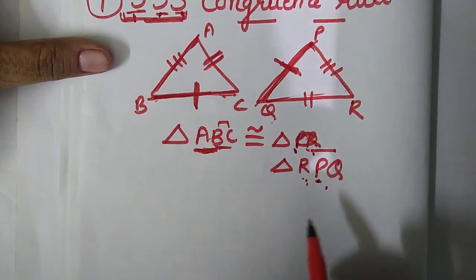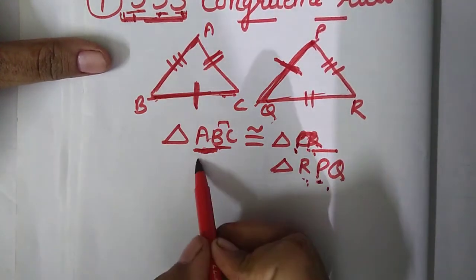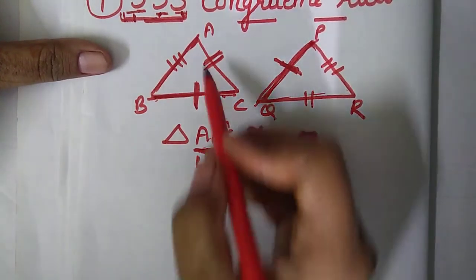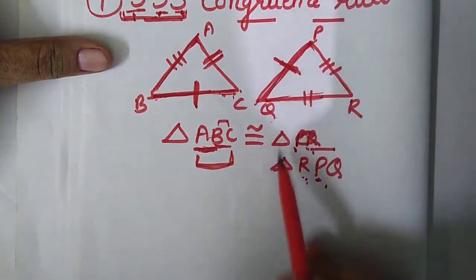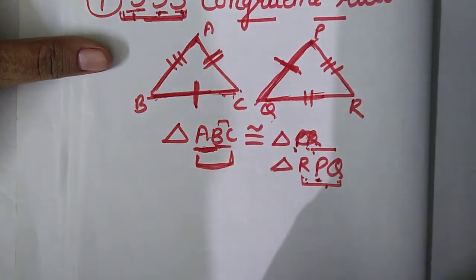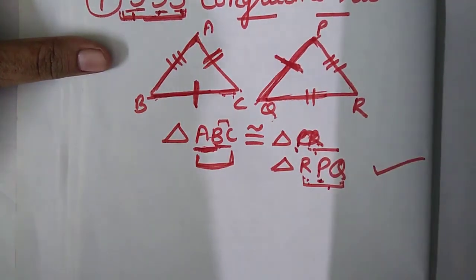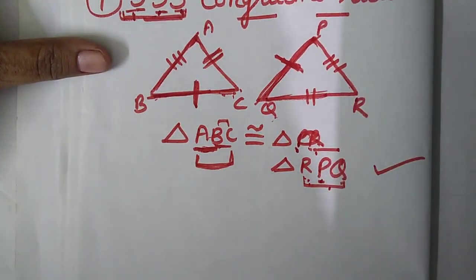Okay, now let us check the third side. AC is remaining, so AC is equal to QR. So let us check this position. It is correct. So this is the symbolic form. Okay, the equal sides or angles must be at the same position. Okay, so this is the SSS rule.